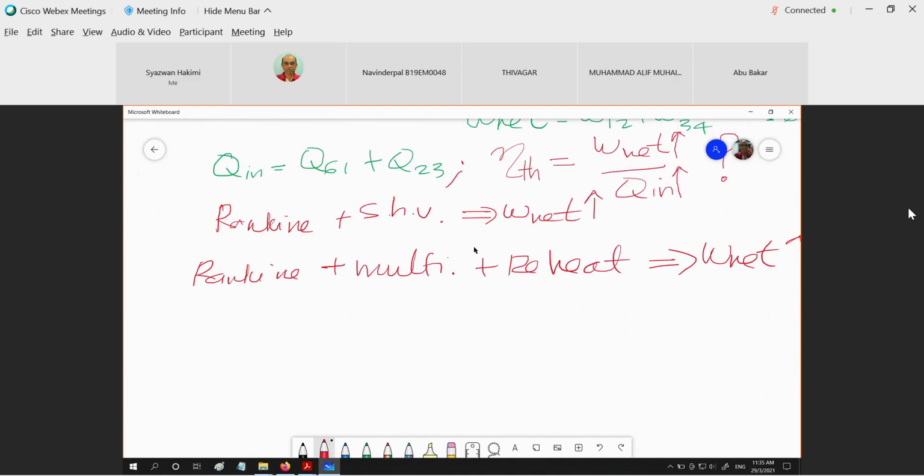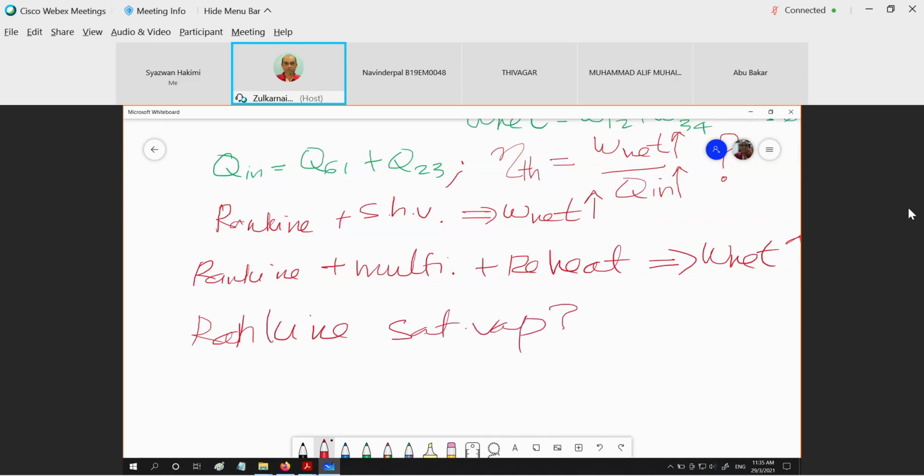What happened to the first Rankine cycle? First Rankine. What is the purpose of Rankine with saturated vapor? What is the purpose? Anyone? Rankine superheated vapor, Rankine multistage with reheat is to increase the W net. How about Rankine saturated vapor? What is that cycle for?